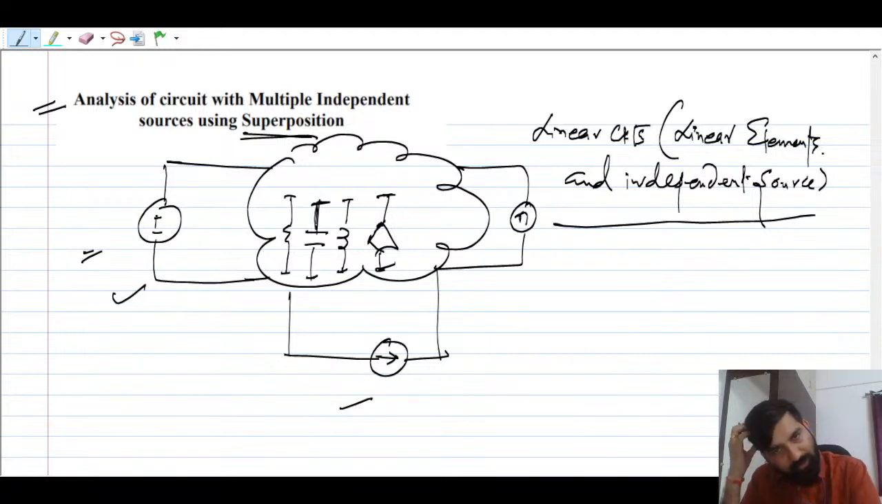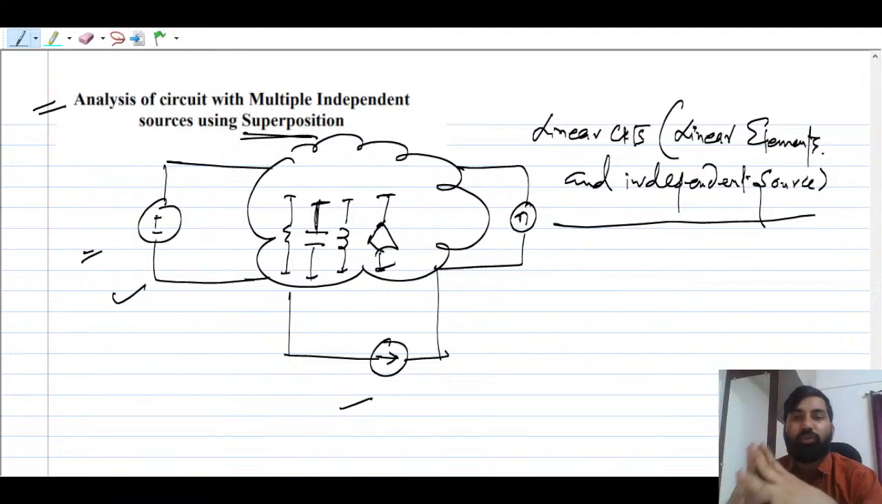So what is the meaning of superposition? That you have to understand. The meaning of superposition is nothing but: the effect of multiple independent sources acting together is going to be equal to the sum of effects with each independent source acting one at a time. मतलब क्या हो जाएगा? Suppose one of the independent sources is acting at a time, you try to find the effect, the response. Then the second independent source is acting at a time, you find out the response. Then you add them, that is called superposition. That's it. I'm not going to write the definition here, you can understand.